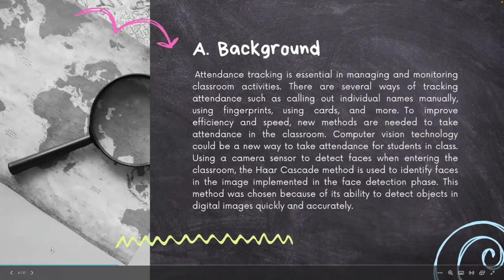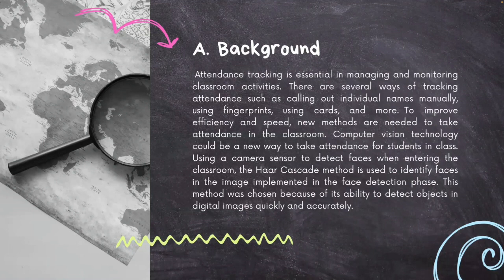Firstly, background. Attendance tracking is essential in managing and monitoring classroom activities. There are several ways of tracking attendance, such as calling out individuals' names manually, using fingerprints, using cards, and more. To improve efficiency and speed, new methods are needed to take attendance in the classroom. Computer vision technology could be a new way to take attendance for students in class, using a camera sensor to detect faces when entering the classroom. The Haar cascade method is used to identify faces in the image in the face detection phase. This method was chosen because of its ability to detect objects in digital images quickly and accurately.